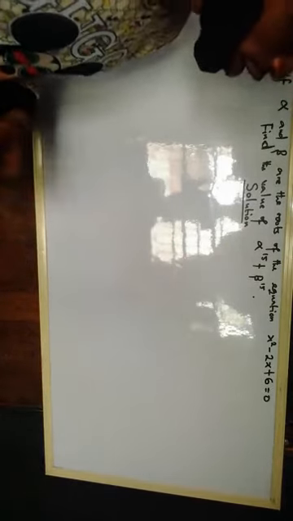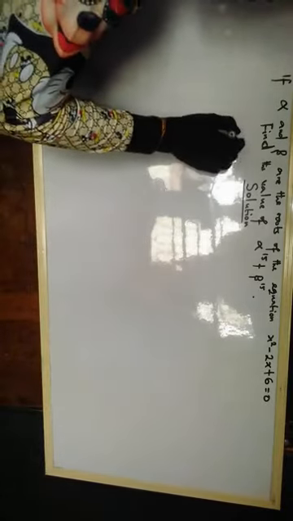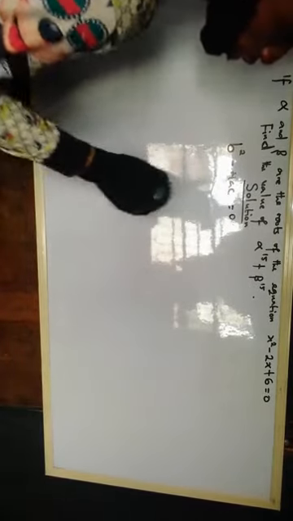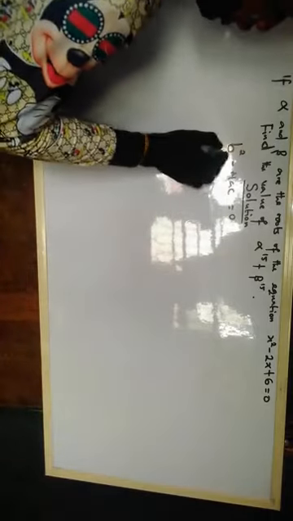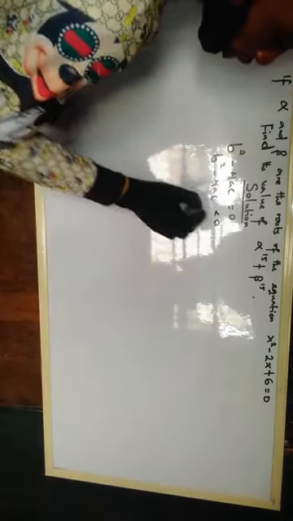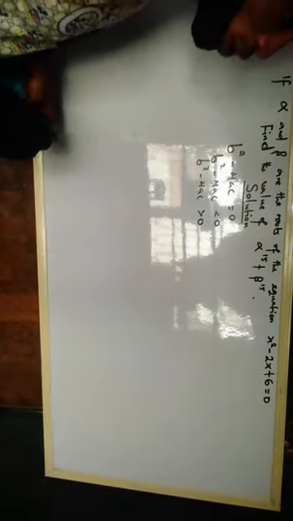Now let's check whether the roots are real or complex. We're going to use the discriminant method: if b squared minus 4ac is equal to 0, then the equation has 2 equal real roots. If b squared minus 4ac is less than 0, then the equation has 2 complex conjugate roots. If b squared minus 4ac is greater than 0, then the equation has 2 real distinct roots.